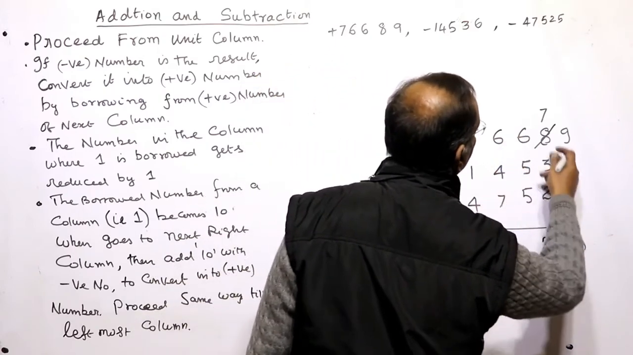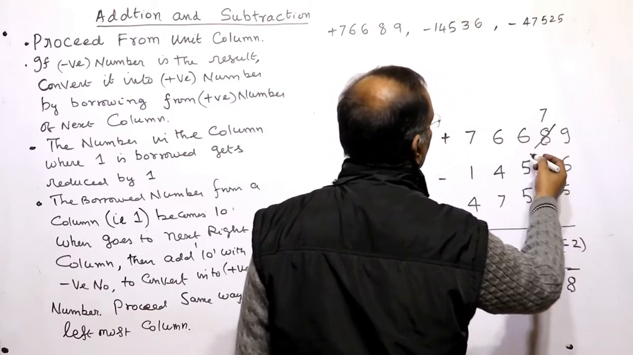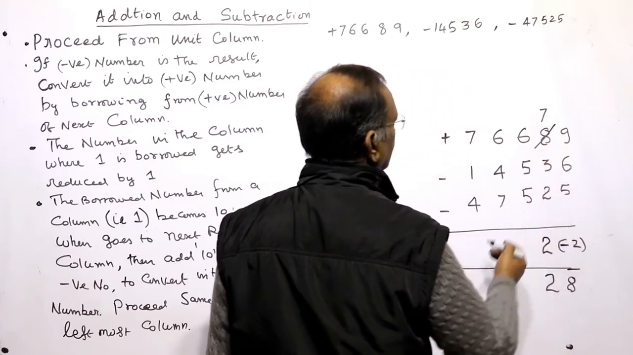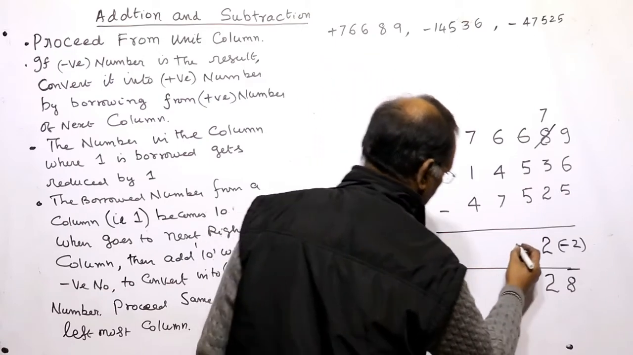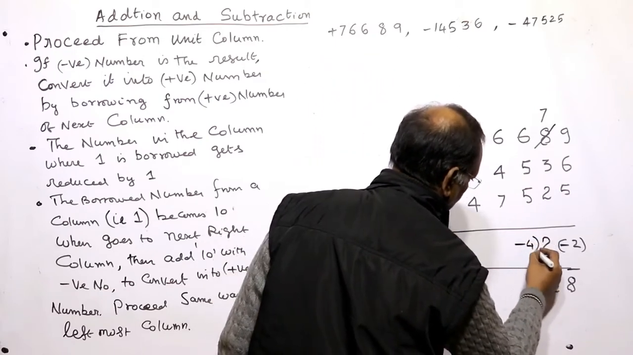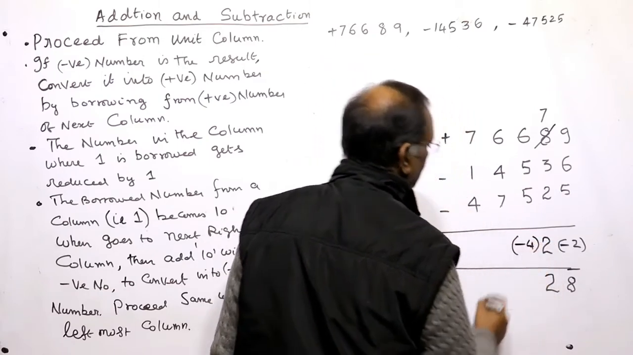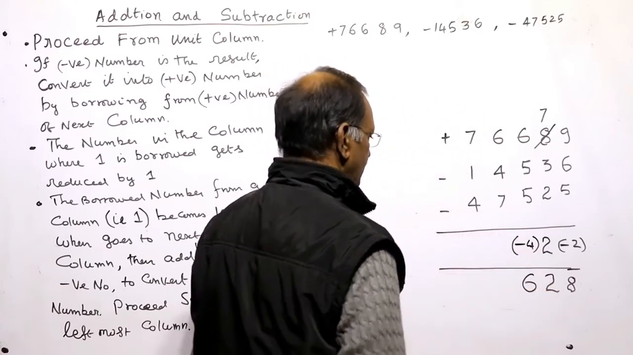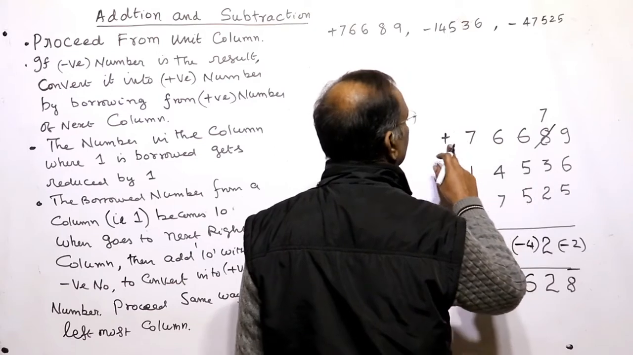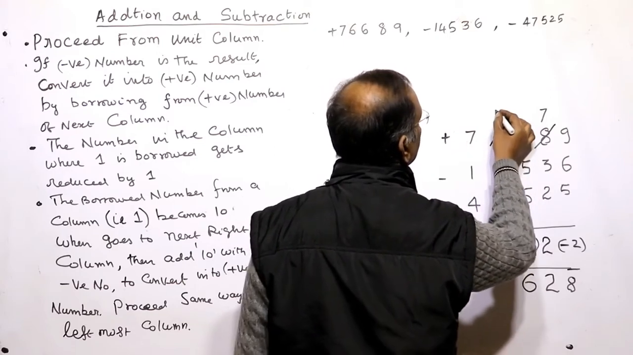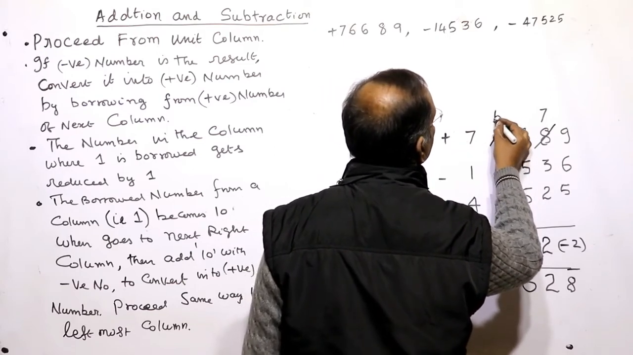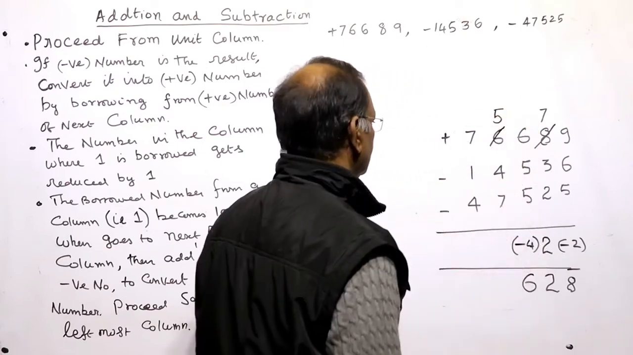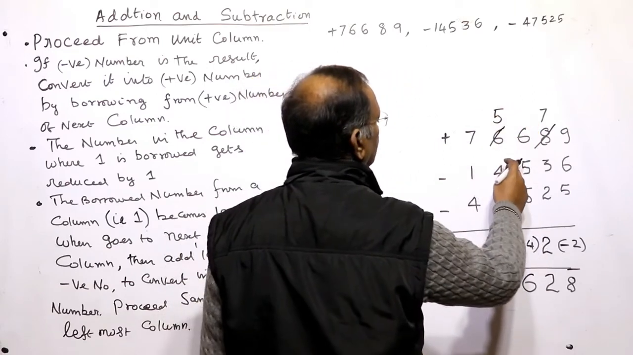We are adding this number. That is 6 minus 5 is equal to 1. 1 minus 5 is equal to minus 4. So add with the 10, this will become 6. It means when we borrow a number from the positive number, it gets reduced by 1, that is 5. Then 5 minus 4 is equal to 1.